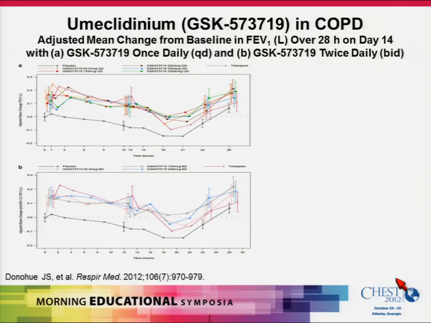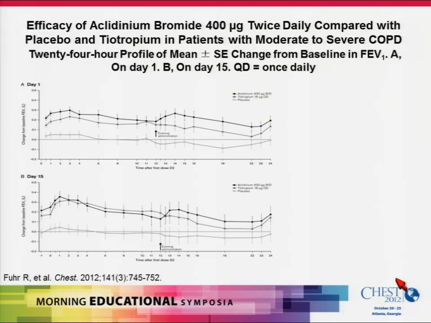Umeclidinium has just been presented in very small results. And here you can see the study published by Jim Donohue. There was a really intriguing effectiveness in this drug. It was able to induce once daily bronchodilation. In this study, Jim compared this drug administered once daily with the same dosage administered on a twice daily basis with no differences, as you can see.